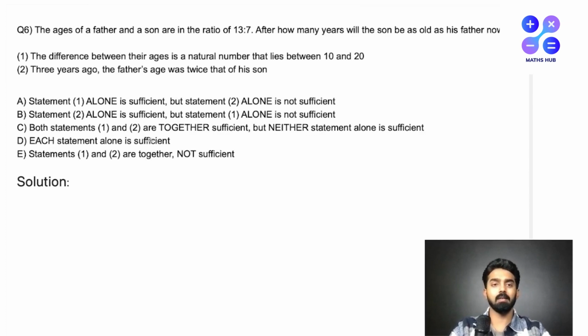Okay, let's look at question number 5 now. The ages of a father and a son are in the ratio of 13:7. Father and a son, okay. After how many years will the son be as old as his father now?